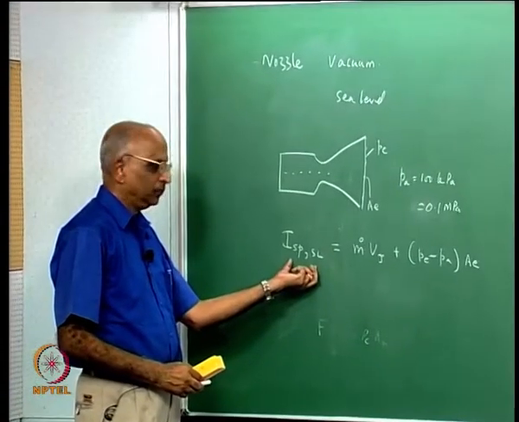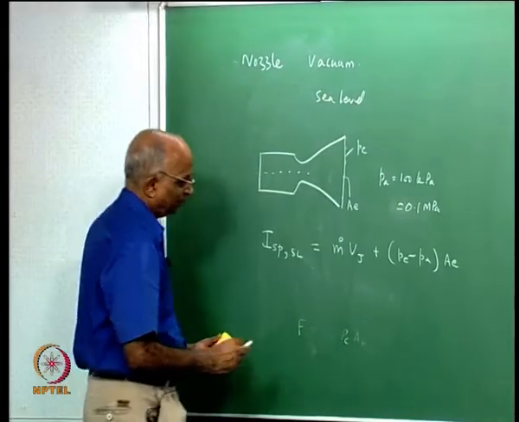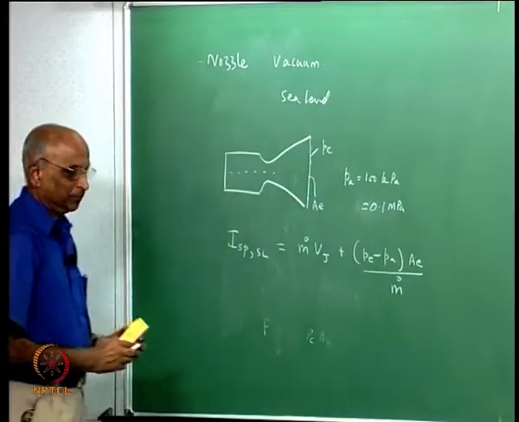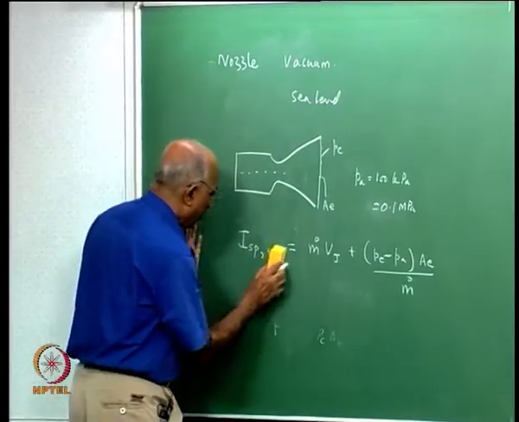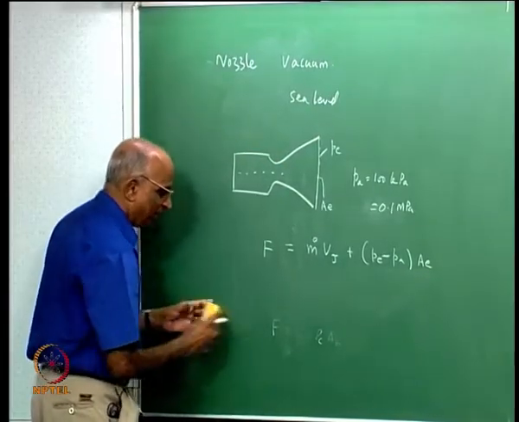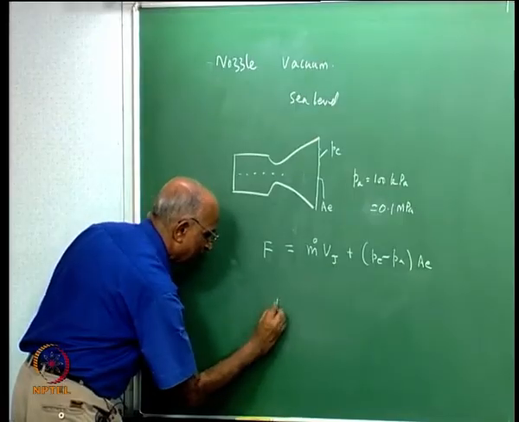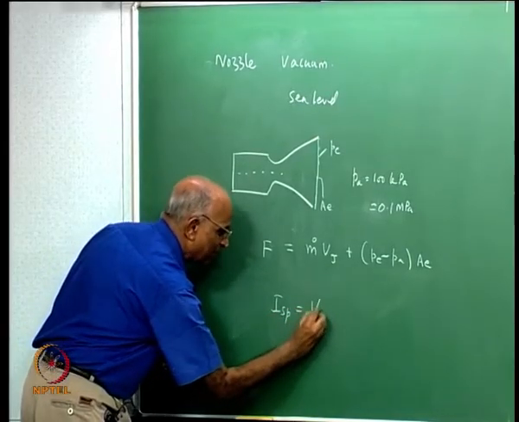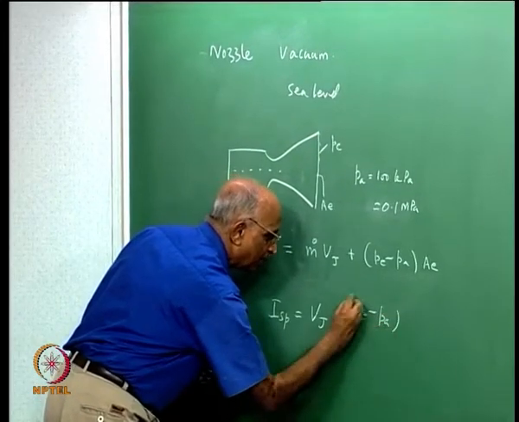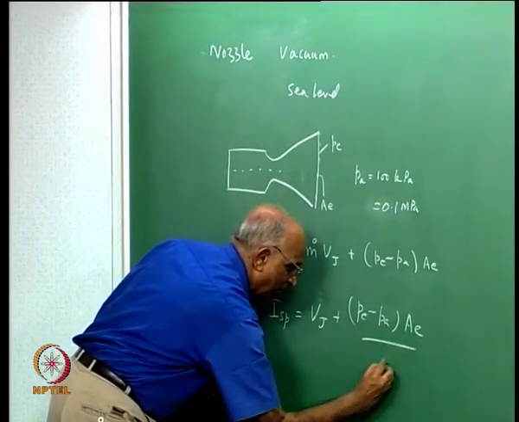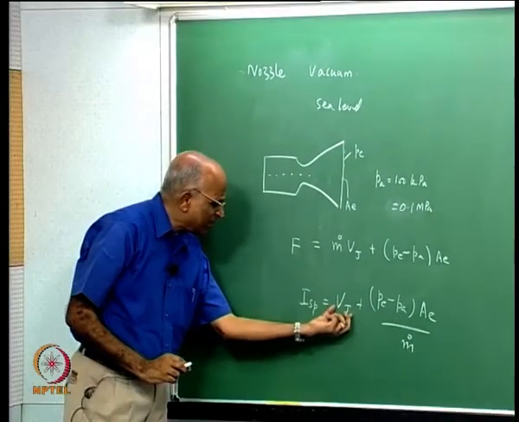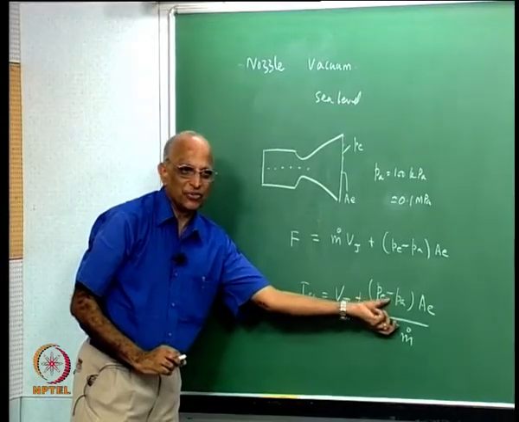Let us put it this way, let us redo it. F is equal to m dot Vj plus (Pe minus Pa) into Ae, therefore the specific impulse is equal to Vj plus (Pe minus Pa) into Ae divided by m dot. That means I have more than the jet velocity, I have some contribution coming from this.